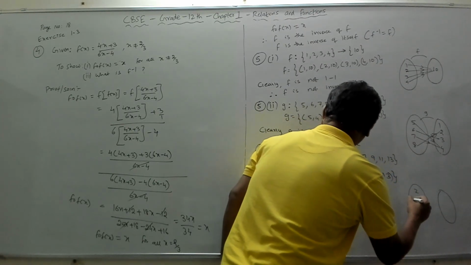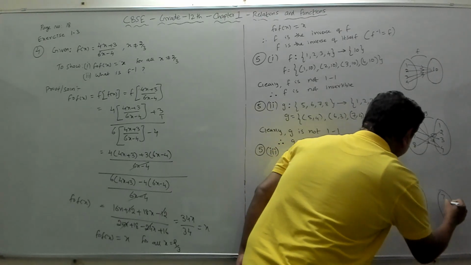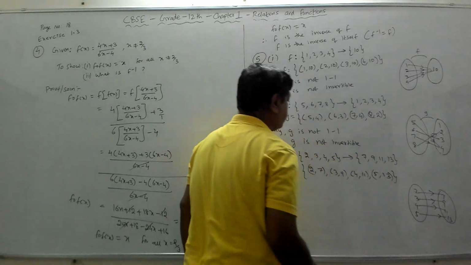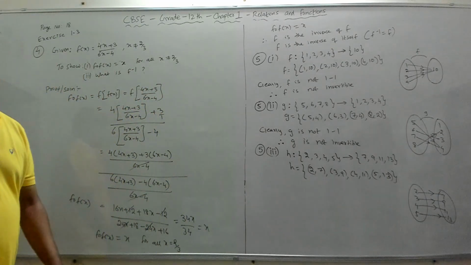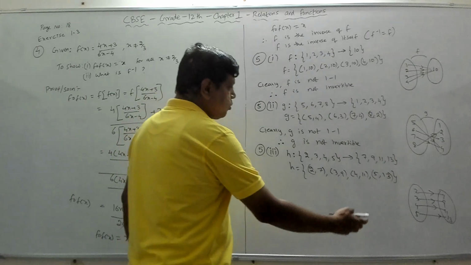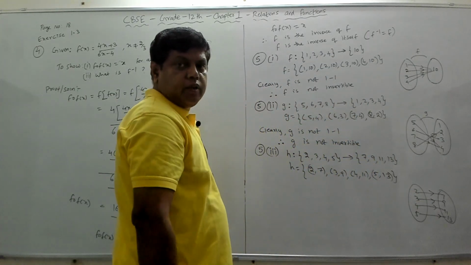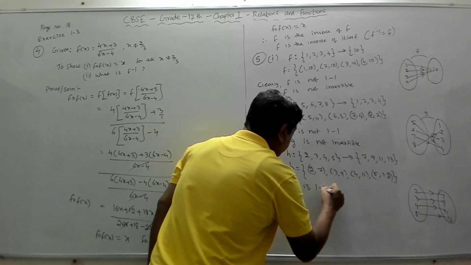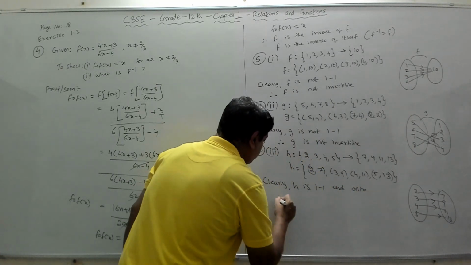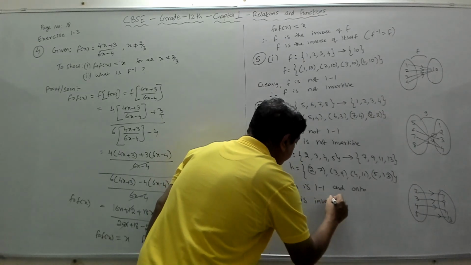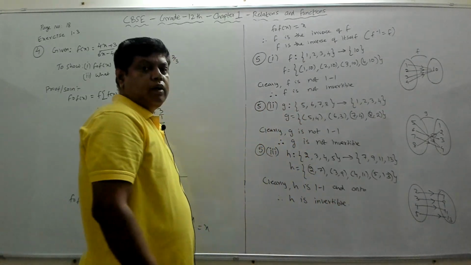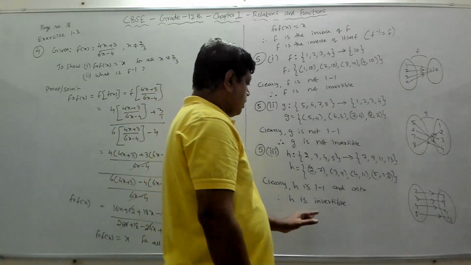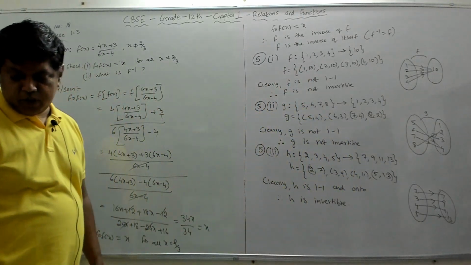2, 3, 4 and 5, 7, 9, 11, 13. So 2 goes to 7, 3 goes to 9, 4 goes to 11, 5 goes to 13. Fine. So this is how the definition of h is. So clearly it is 1 to 1 and onto. So h is 1 to 1 and onto. Therefore h is invertible. H is an invertible function, so h has an inverse. That is for the third question.